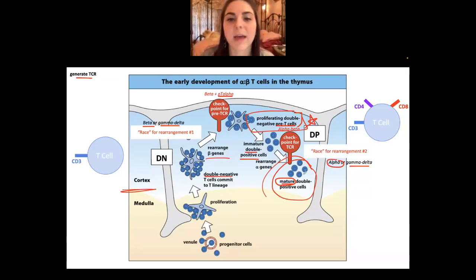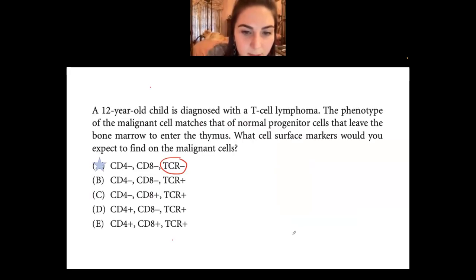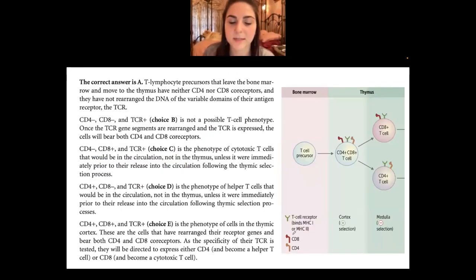And then from here, they go through positive and negative selection. That's when you get your single positive. So this is the way that it happens. We make the receptor with double positive cells, then we're testing it, and then we get our single positive cells. Okay. Make sense? I know these are hard. I did not go easy on you guys.